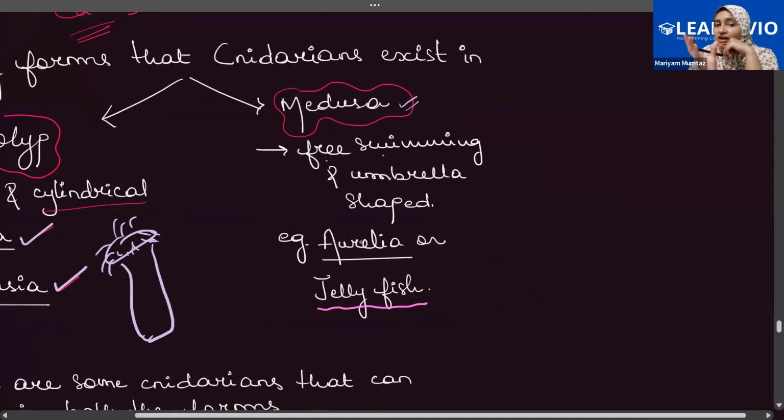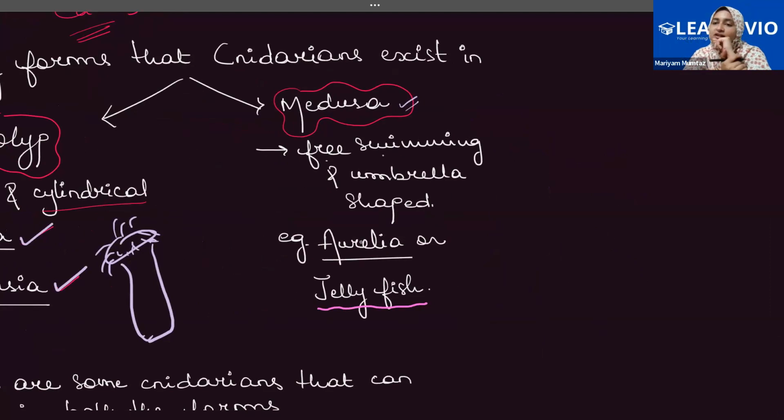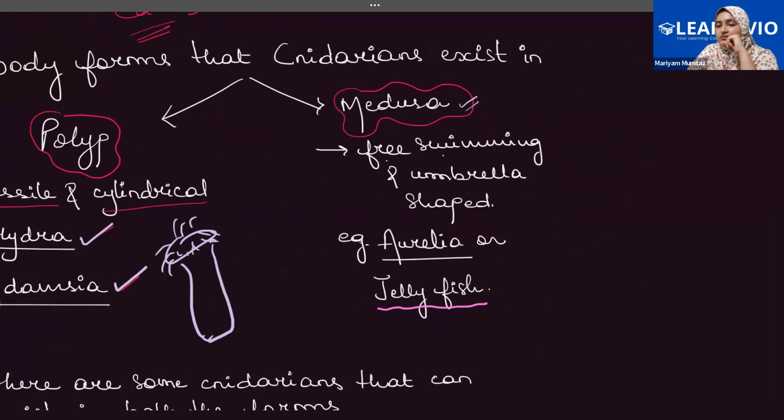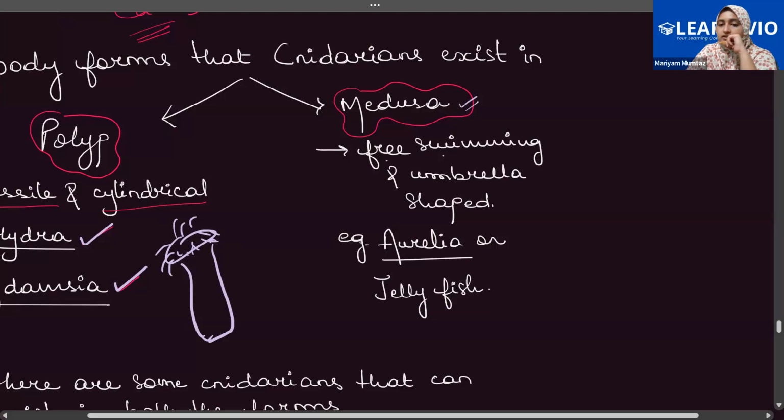So Medusa is a body form, just like how gametophyte and sporophyte were the body forms in plants. Do people remember that? Same way, Medusa and polyps are the body forms in cnidaria. Now, how many of you have seen jellyfishes? Not in reality, but in pictures. All of you have seen jellyfishes? So Aurelia is the scientific name of the jellyfish, and jellyfish is the common name. So you don't have to underline this. They are the Medusa stage. If you see a jellyfish, they look like this and they have tentacles.